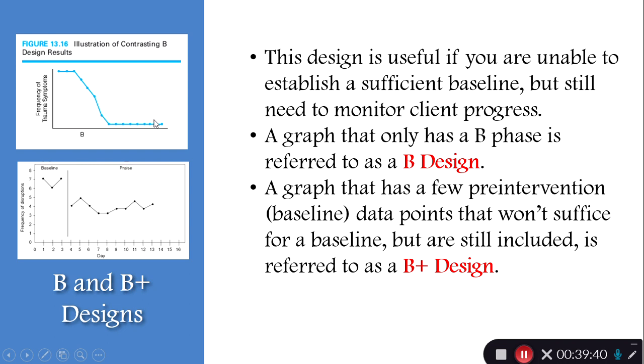We only see just a B phase, so just an intervention phase. So once we've introduced the intervention, then we begin to collect our multiple measurement points after the intervention has been introduced. And there are instances in practice in which you may not necessarily be able to establish a baseline. It is ideal, right? Because we know that our baseline is our control phase, and it's the phase by which we compare our intervention phase. So we're always ideally comparing our baseline phase to our intervention phase.